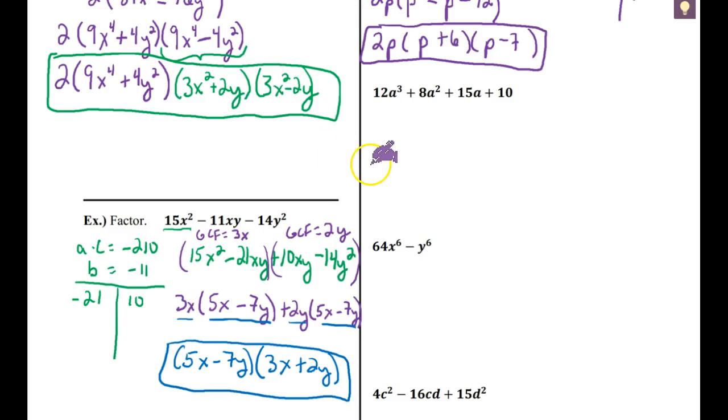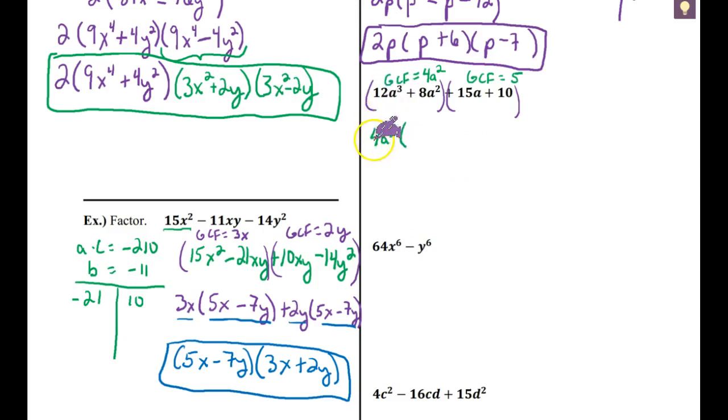Alright, this next one. I see I've got 1, 2, 3, 4 terms. There's nothing that's in common with all of them, so I'm going to group them and use a different color. GCF from the first group, for the coefficients, they both have a 4 in common, and for the variables, an a squared. For the second group, they both have a 5 in common and no variable. So divide out my GCF.